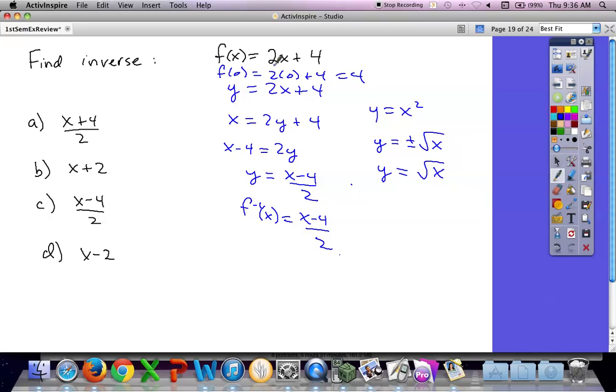But this is when they're finding an inverse, if it's in this format, and it almost always is, almost always a multiple choice. Just plug in a value for x and then take that number and plug it in until you find the one that gives you that value that you plugged in.